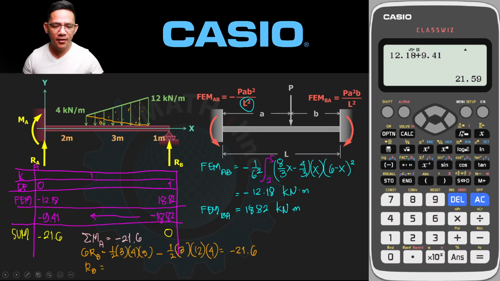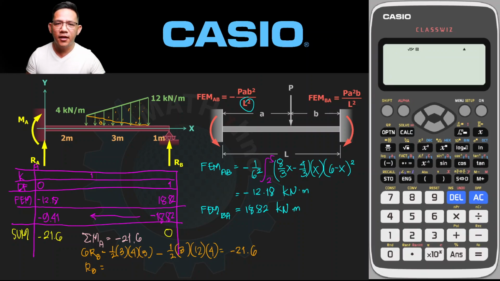Calculator again. Casio calculator. Negative 21.6 plus 0.5. Let us calculate this first. Okay. 0.5 times 3 times 12 times 4 plus 0.5 times 3 times 4 times 3. Okay? Divided by 6. This is our answer. 57 over 5, 11.4. 11.4 kilonewton, and that is our answer.